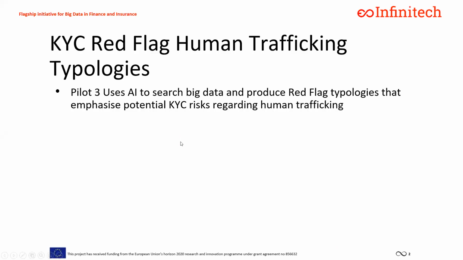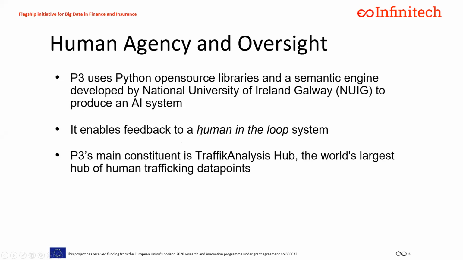So yeah, Pilot 3 is going to use AI to search big data and to produce the red flag typologies to emphasize the potential KYC risks with regard to human trafficking. It uses open source libraries and the semantic engine that's been developed by NUIG, which Martin's just gone through. It enables feedback to a human in the loop system.